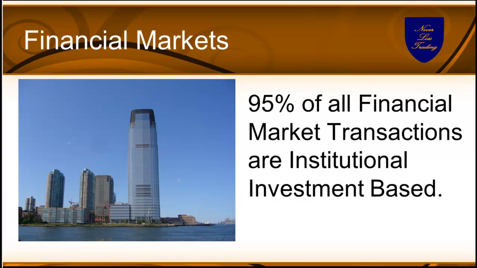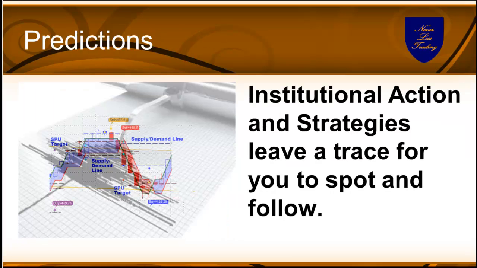95% of all financial market transactions are institutional investment based. Important. Because they are institutional investment based, there is a way to measure their action and transaction, and with that, make a prediction out of it. Institutional action and strategies leave a trace for you that you can spot and follow on your chart. We can help you with our algorithms to find key crucial price turning points and understand why they are there and how far they're going to reach. And let us go into further details.